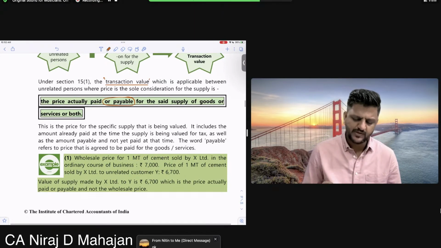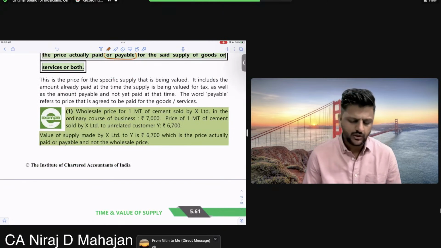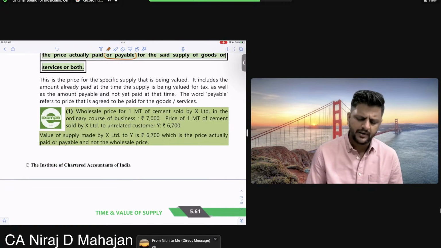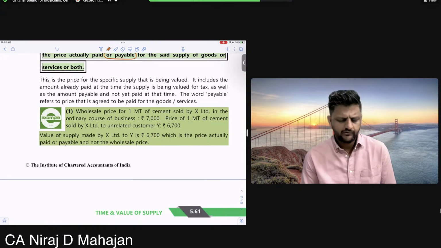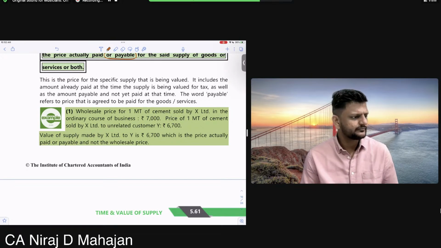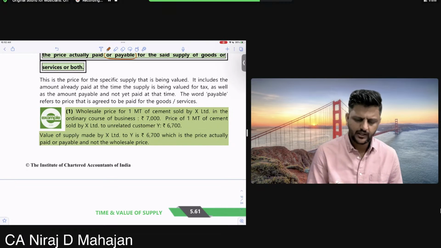This is the price for the specific supply that is being valued. It includes the amount already paid at the time of supply being valued for tax, as well as the amount payable and not yet paid at that time. The word payable refers to the price that is agreed to be paid. That is okay. Can we go ahead?